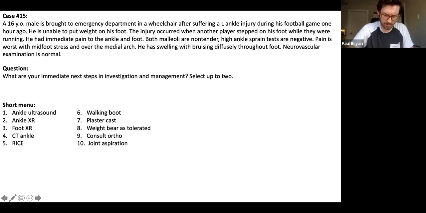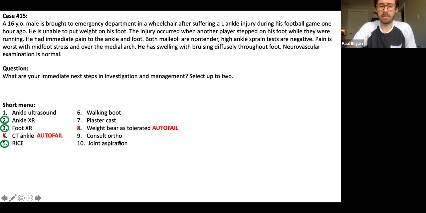Right, so I think we gave you enough time here to go through this one. This is a male brought to the emergency department with a traumatic ankle injury. Really this is asking you, how do you interpret his injuries and what are the next management steps? And you can use the Ottawa ankle and foot rules to help guide you.